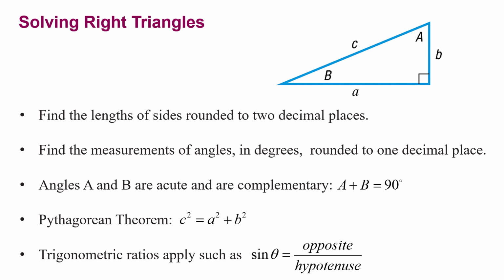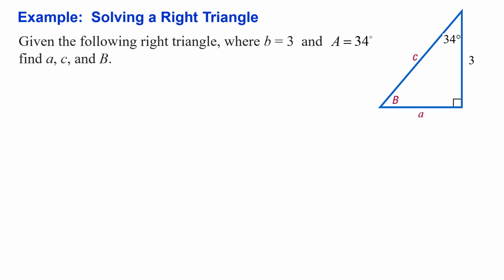Lastly, we can also utilize the 6 trigonometric functions. For example, we know that the sine of an angle is the ratio of the lengths of the side opposite of the angle to the hypotenuse. Let's now consider an example of solving a right triangle. In this problem, we're given the following right triangle, where side B equals 3 and angle A equals 34 degrees, and are asked to find side A, side C, and angle B.